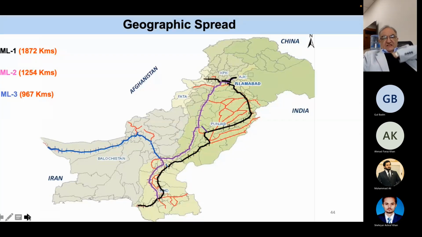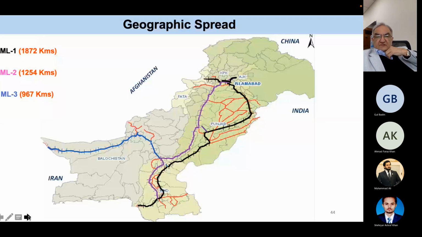spread, and we see that right from this Arabian Sea, where you have Karachi port and Gwadar port and Pasni port and all that. So this is the railway line that you can see. This black line represents the ML-1, which we call ML-1.